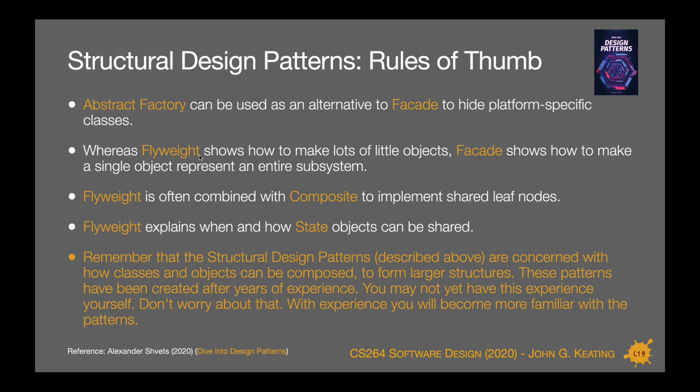Okay. Flyweight shows you how to make lots of little objects. Facade shows you how to make one big single object that represents an entire subsystem. And again, the patterns don't work in isolation. Flyweight is combined with composite to implement shared leaf nodes, and Flyweight explains when and how state objects can be shared. So really, the point in all of this is to remember that the structural patterns are concerned with how classes and objects can be composed to form larger structures.